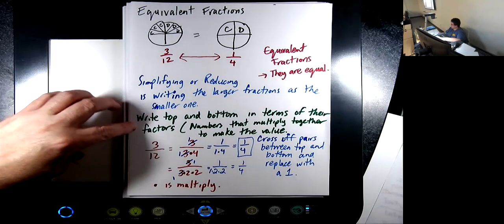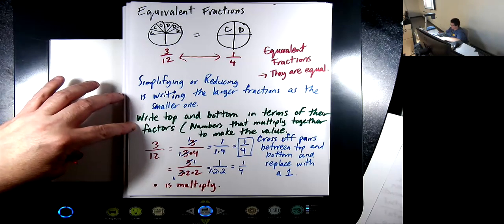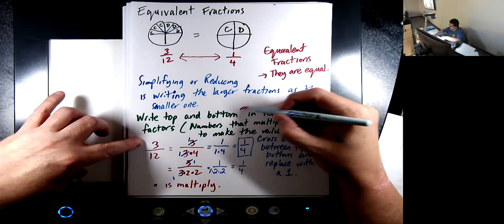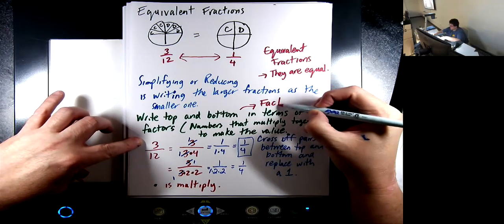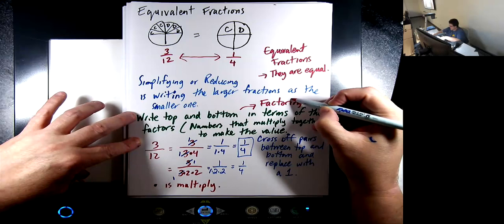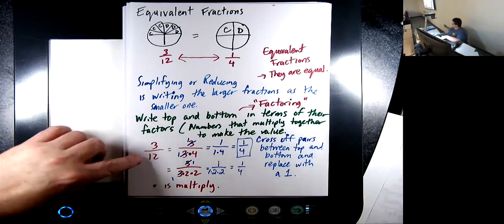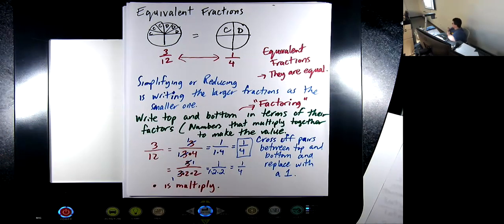This process of writing the top and bottom numbers in terms of their factors is called factoring. That's the magic name for it. When I write 12 as 3 times 4, I'm factoring 12.